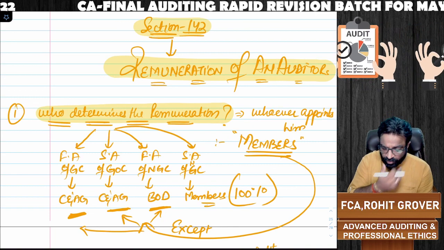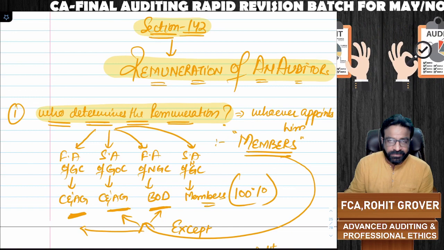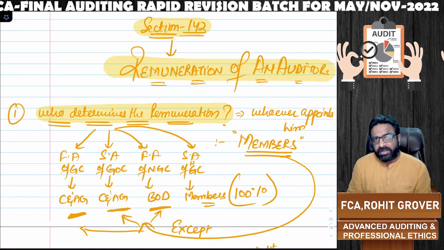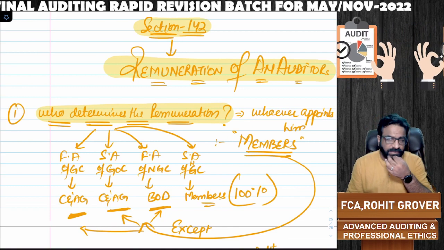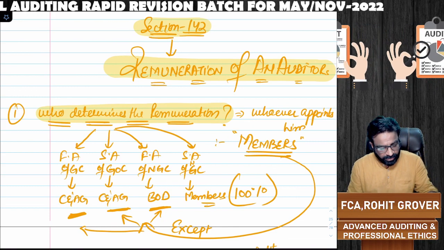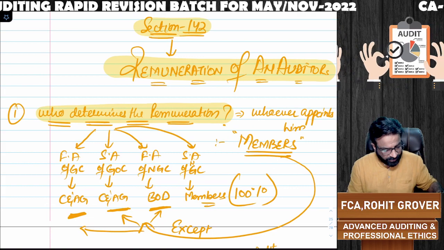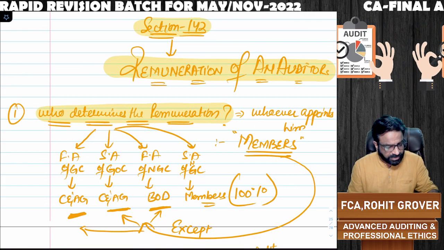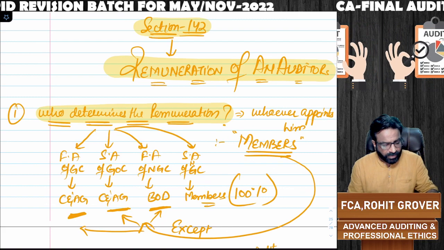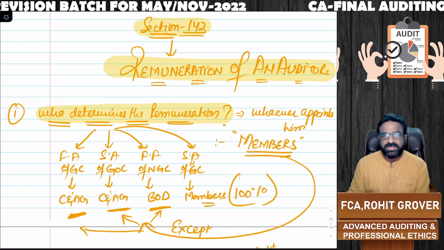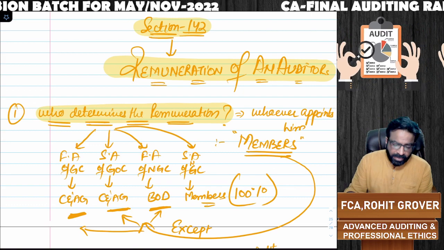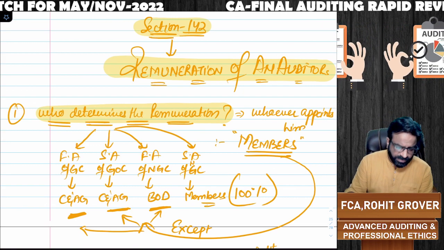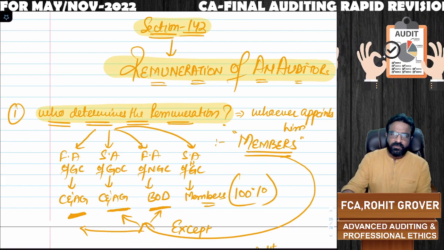As you all know, up to the previous session we have done sections up to 141. In section 139 we covered appointment, casual vacancy, and rotation of an auditor; in section 140 we covered resignation and removal; and in section 141 we covered qualification, disqualifications, and eligibility. Now we are left with a very small section, so let's wrap up this company audit as soon as possible. So section number 142, everyone.